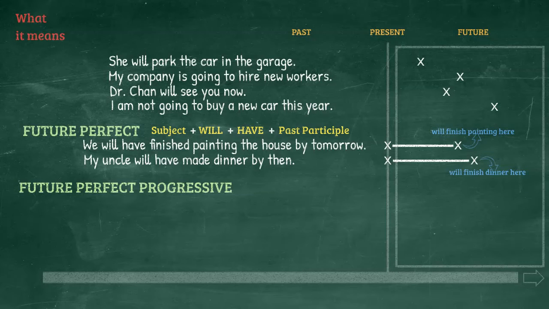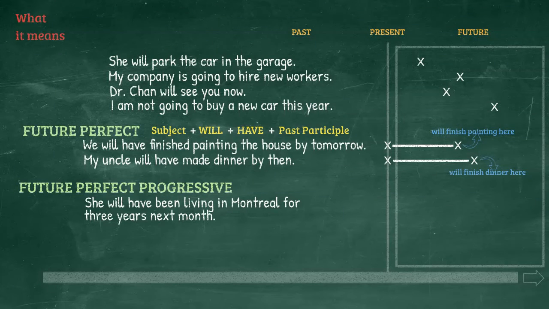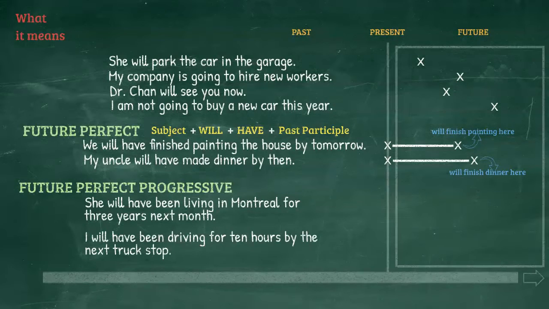In the future perfect progressive, a sentence would look like this. She will have been living in Montreal for 3 years next month. Or, I will have been driving for 10 hours by the next truck stop. As with the past and the present perfect progressive, we need to say have, then been, and then use the verb ing. The meaning of these sentences, however, is that at some point in the future, an action will have been happening non-stop for a certain amount of time.